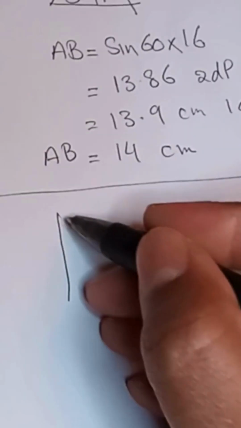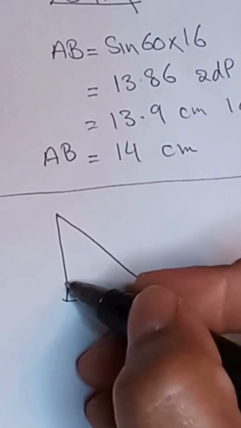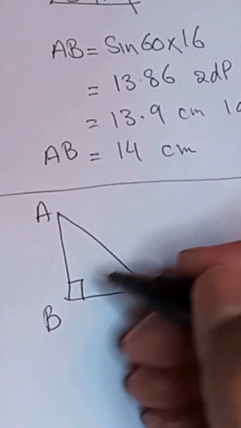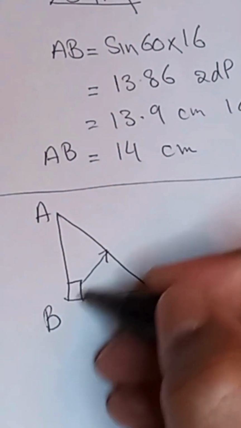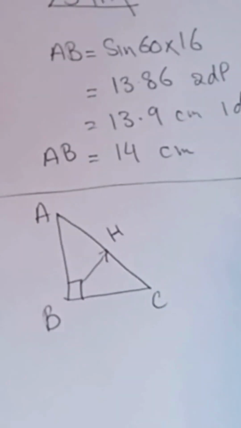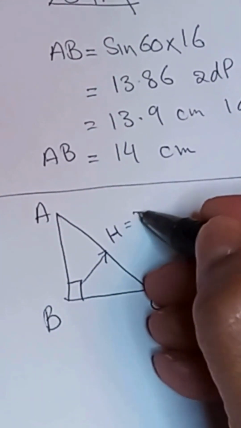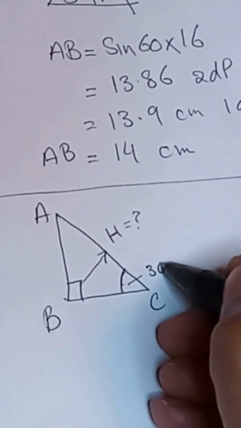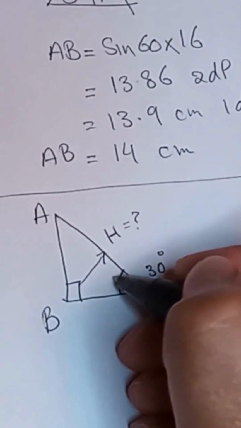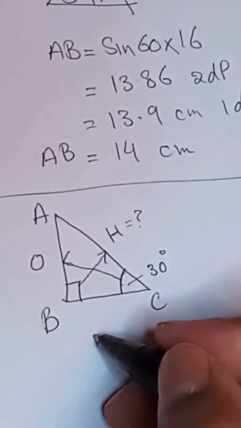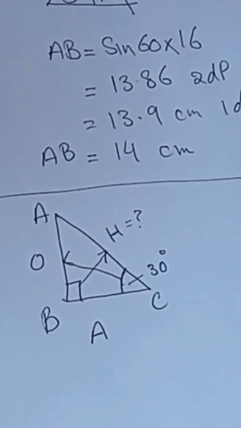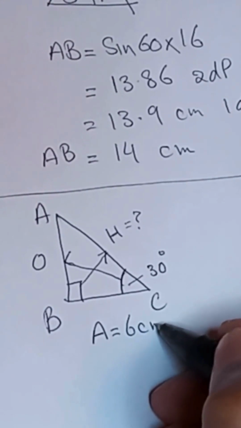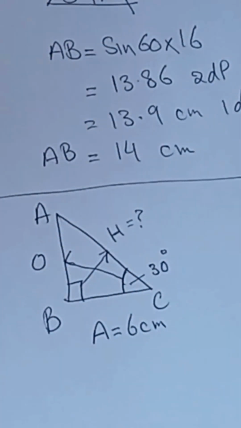Okay, let's look at this example. We have another right angle triangle. Let's name it A, B, and C. The side opposite the 90 degree angle is called the hypotenuse, which we need to find out. We don't know the length of this one, and this is the angle. Let's say this angle is 30 degrees, and this side is called opposite, and this side is called adjacent, right? The adjacent side is given as 6 centimeters, and we need to find the hypotenuse.